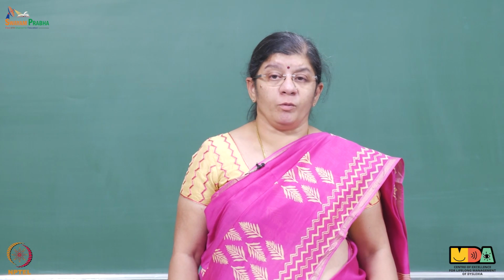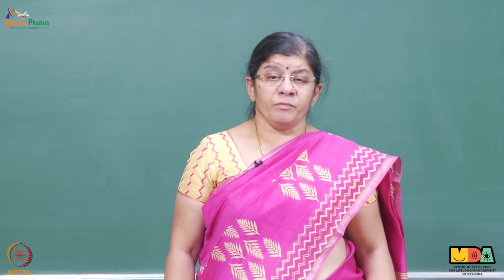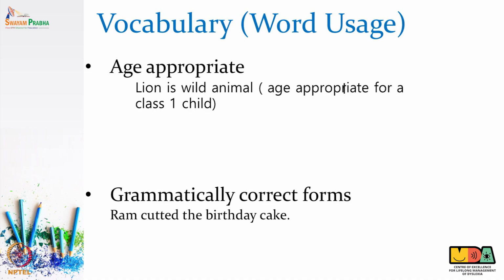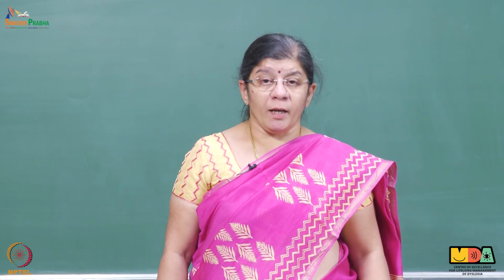Another mistake made by the child is to use grammatically incorrect form of the words. This is very challenging for children where they tend to make mistakes. For example, Ram cutted the birthday cake. The child needs to know there is no word called cutted in English language. This needs to be pointed out and the child needs to be helped to use the correct words.